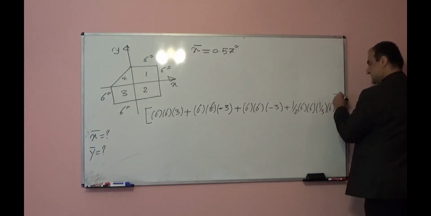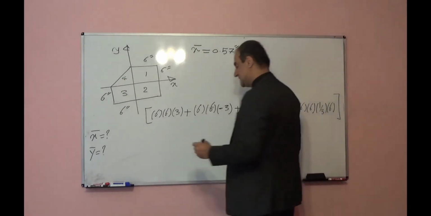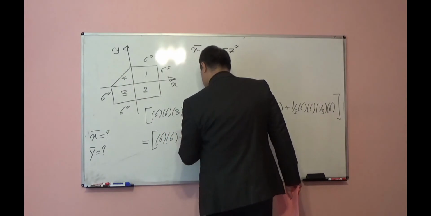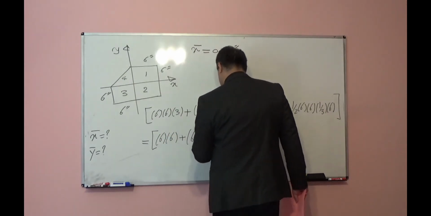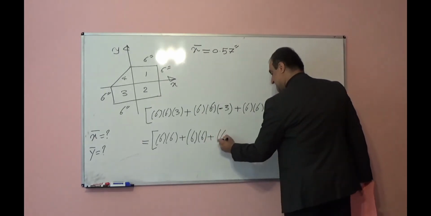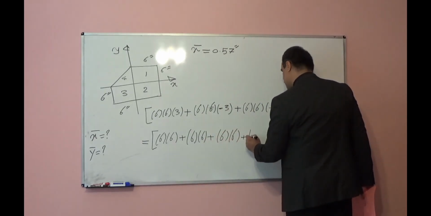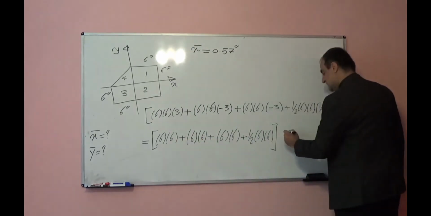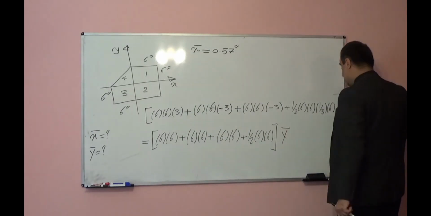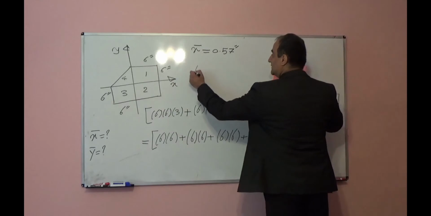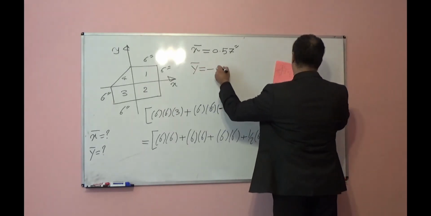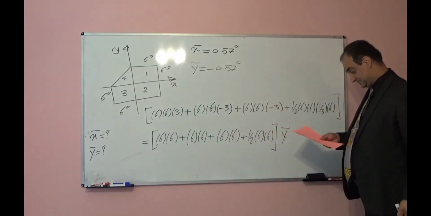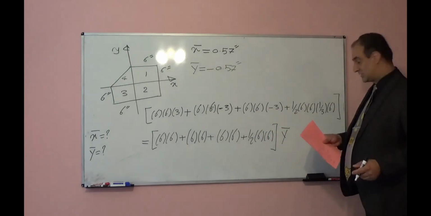times 6. This moment of area is equal to total area, which is 6 times 6 plus 6 times 6 plus 6 times 6 plus 1/2 times 6 times 6, times y bar. From here you can find y bar is equal to negative 0.57 inch. Okay, let's look at the next example.